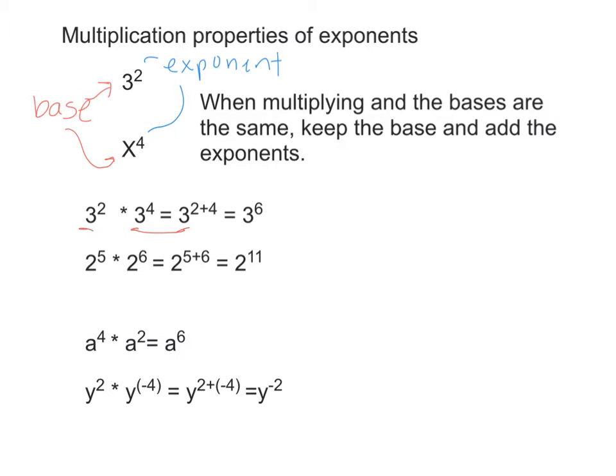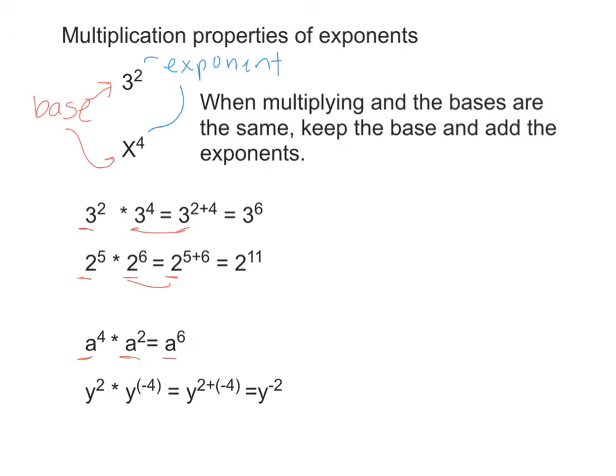The next example, 2 to the fifth times 2 to the sixth. Both these bases are the same, so you just carry it over. Add the exponents, 5 plus 6, you get 2 to the 11th. The third example, a to the fourth times a squared. These bases are the same, so you carry it over. You just add the exponents, 4 plus 2 is 6.